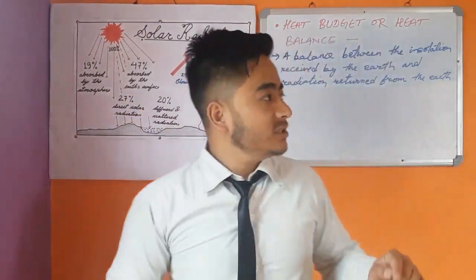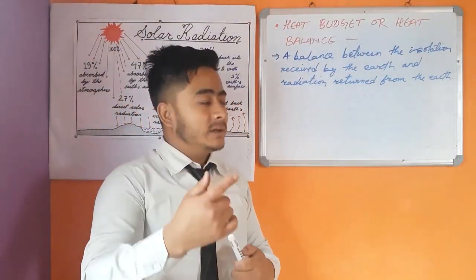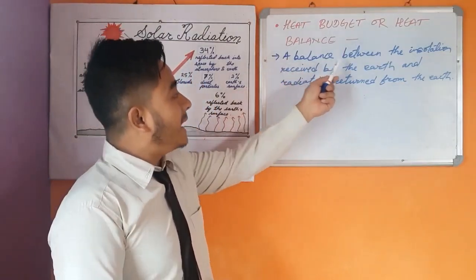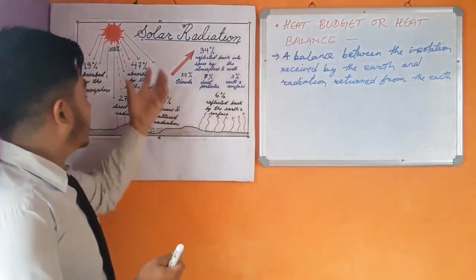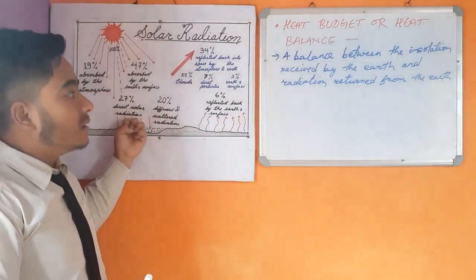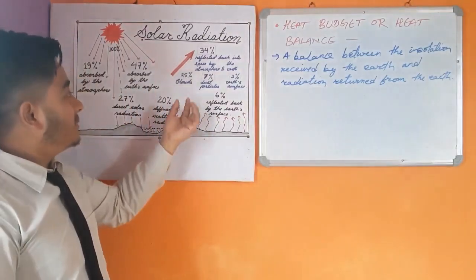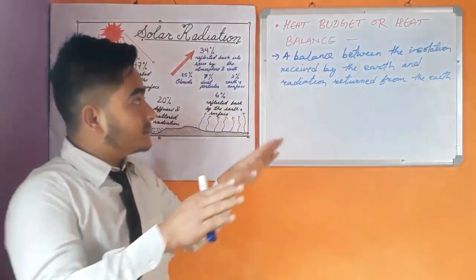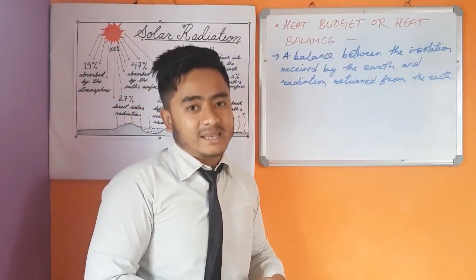This process is called heat budget or heat balance. Let me give you a particular definition. It is a balance between the insolation received by the earth, that means the amount of heat received by the earth, and the radiation returned from the earth, that means the amount of heat reflected back by the earth. This balance is called heat budget or heat balance.